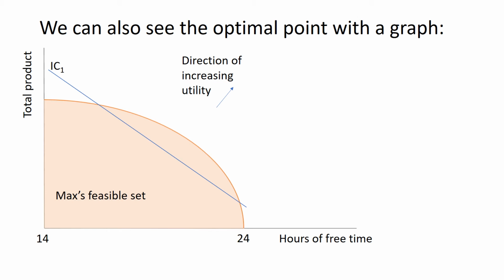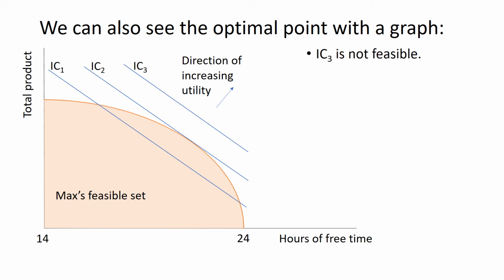And the slope of the indifference curve is the marginal rate of substitution. For higher indifference curves, we have higher levels of utility. So ideally, Max would like to achieve the highest possible indifference curve. Indifference curve 3 is not feasible because it doesn't touch Max's feasible set. Indifference curve 1 is achievable, but Max can do better.